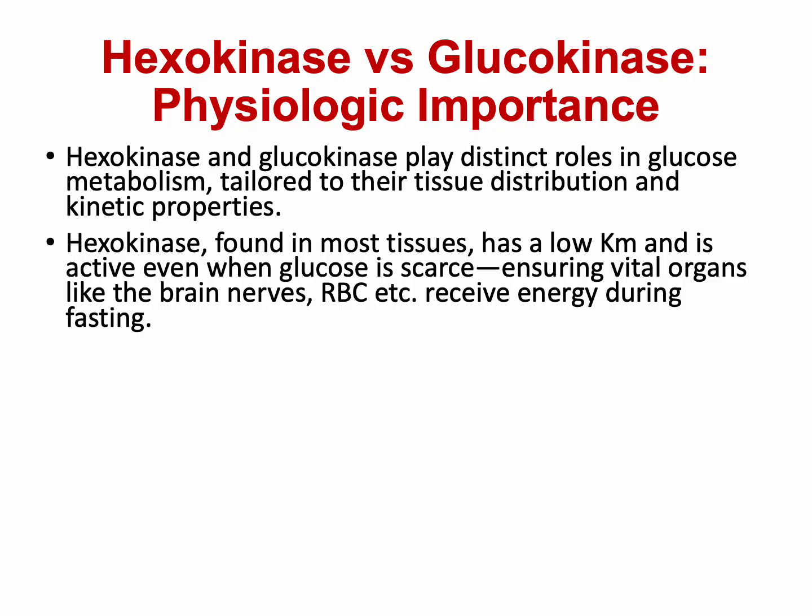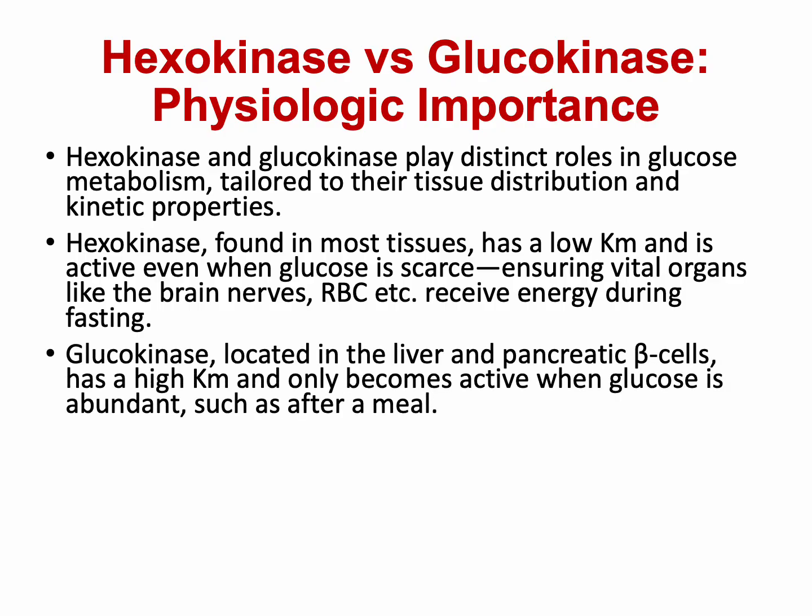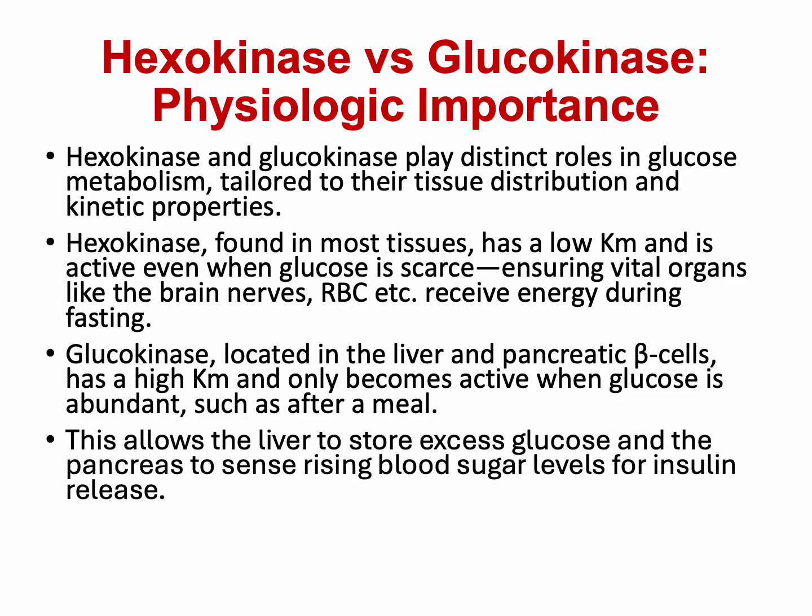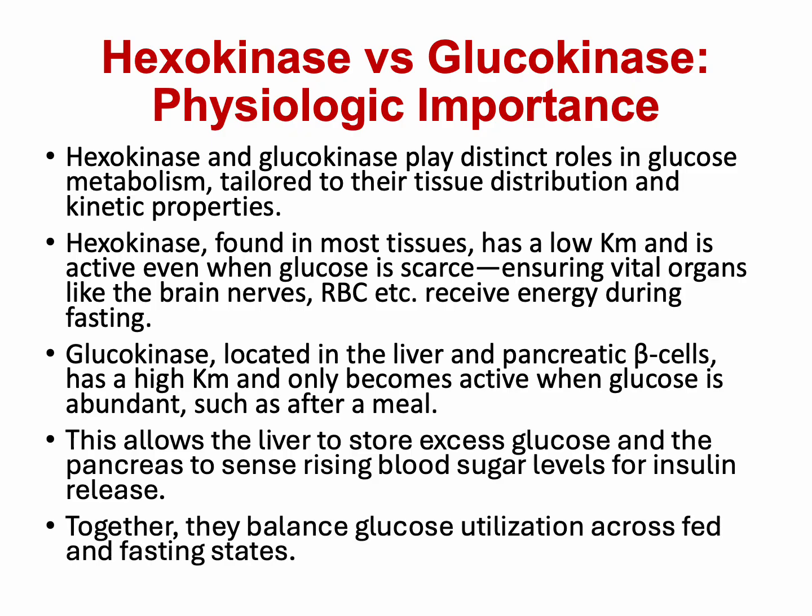receive energy during fasting. On the other hand, glucokinase, located in the liver and the pancreatic beta cells, has a high Km and only becomes active when glucose is abundant, such as after a meal. This allows the liver to store excess glucose and the pancreas to sense rising blood sugar levels for insulin release. Together, they balance glucose utilization across fed and fasting states.